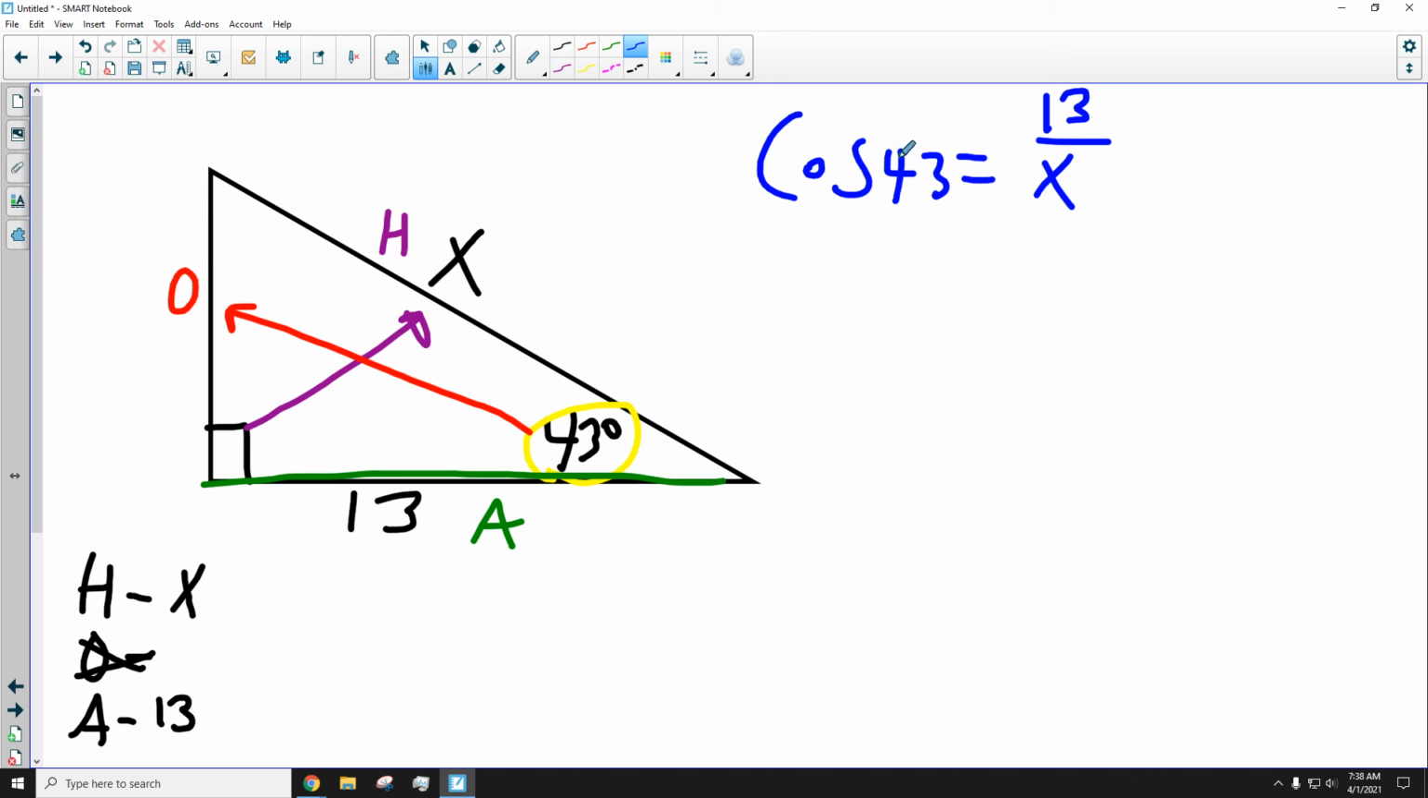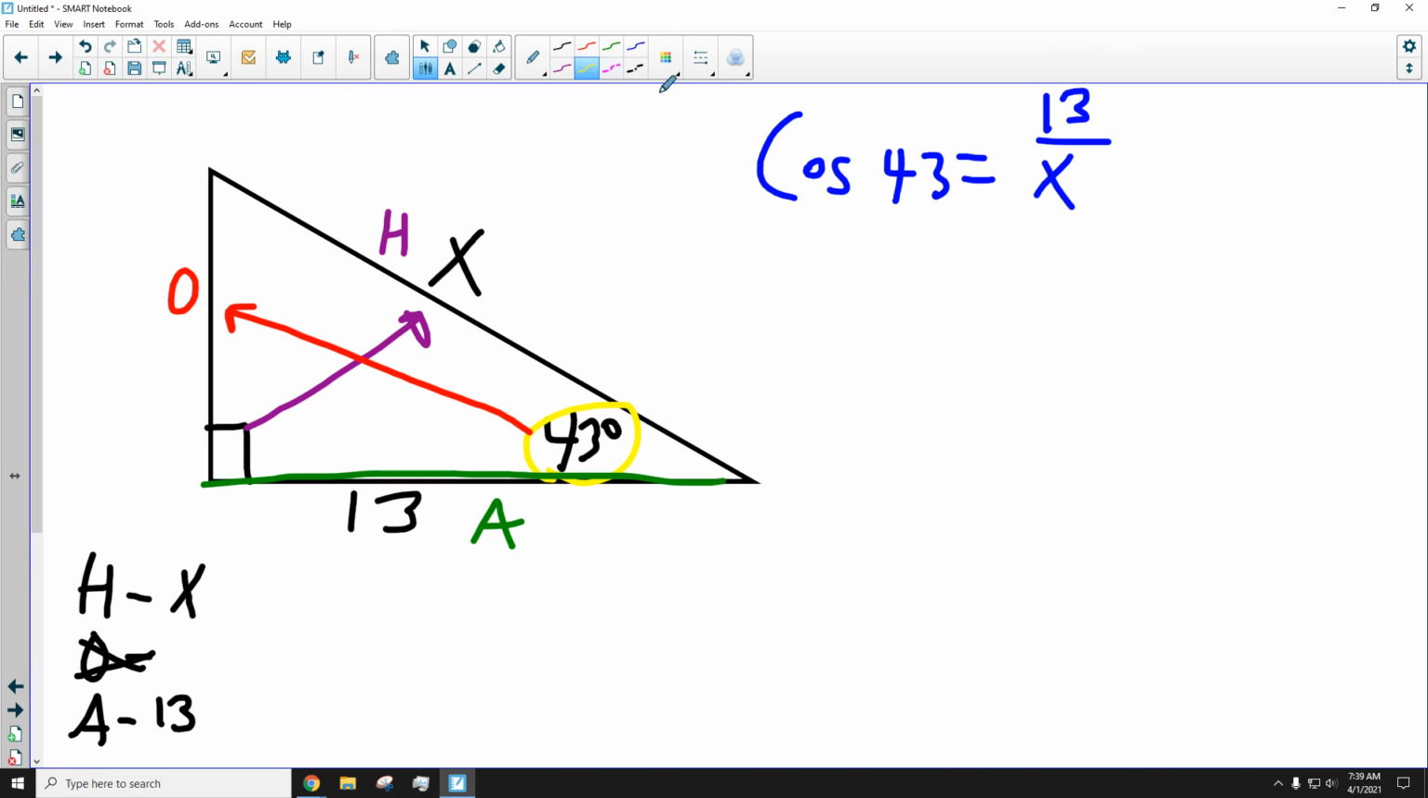Now, when we get to this point here, which actually I'm going to adjust a little bit because that bugs me. That's better. I want to solve for x, but x is on the bottom of the fraction. So I can't multiply or divide both sides by 13 because this is going to mess it up. So normally what we would do here is we would multiply both sides by x, then divide by the cosine of 43.